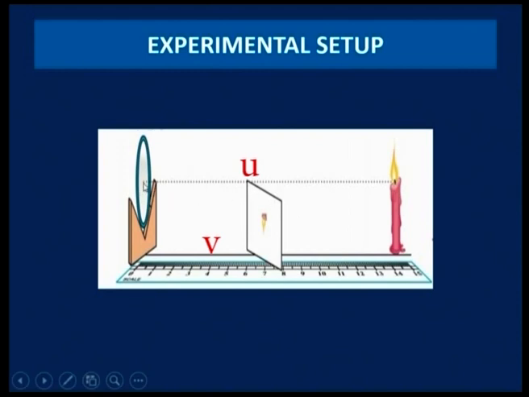The distance between the mirror and the object is called the object distance. It is given by small u, and the distance between the mirror and the screen, where the image is formed, is called the image distance and denoted by small v.